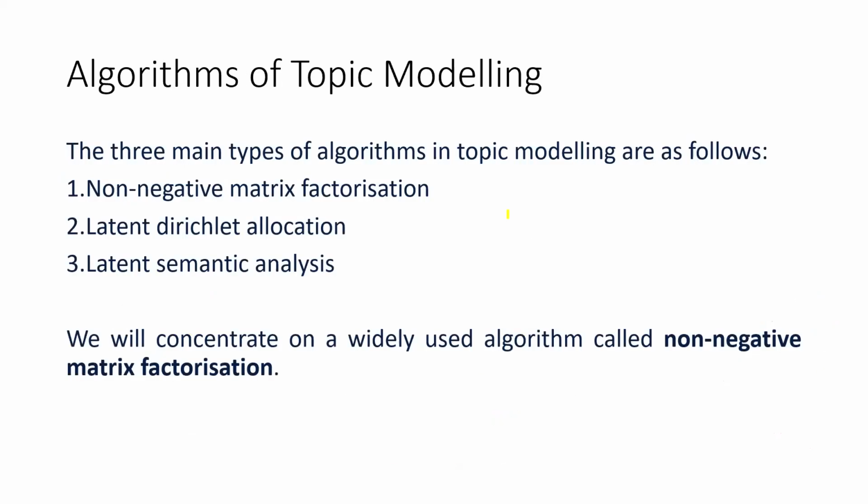Okay, so moving ahead. There are multiple types of algorithms we can use in topic modeling, and the most famous one is the first one, non-negative matrix factorization. We will look into the details of it, understand how it works, and we will also look into the code. We have a coding exercise in the end, where we will be implementing this NMF method.